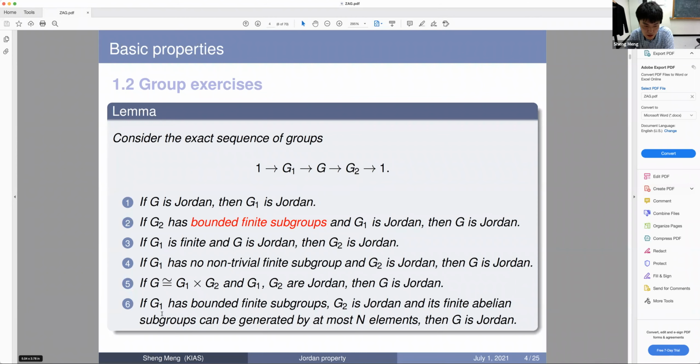The final one is very important. If G1 has bounded finite subgroups, and G2 is Jordan, here we see it is different from 4, because 4 requires there is no non-trivial finite subgroup, but here we only require G1 has bounded finite subgroups. So this assumption is weaker. And G2 is Jordan, of course, we need it here. And we assume that its finite abelian subgroups can be generated by at most n elements. Then we can see that G is Jordan. So we will use 6 frequently later, this proposition.